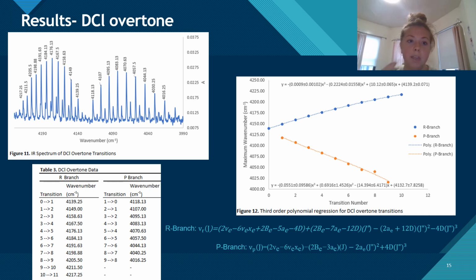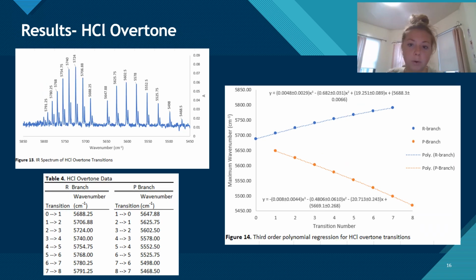We then did the same thing for DCl overtone that we did for DCl and HCl fundamental. However, these equations were slightly different, but it was the same idea of using the polynomial line of best fit values that corresponded to these terms in the R branch and P branch equations to solve for the constants for overtone as well. Using the same equations we did for the DCl overtone, we did the same thing for the HCl overtone, following the same steps as the fundamental, just using those different equations again.